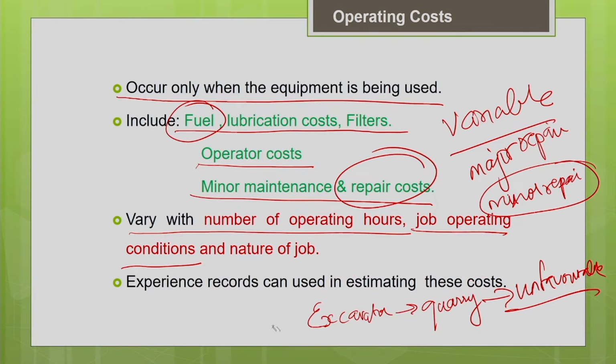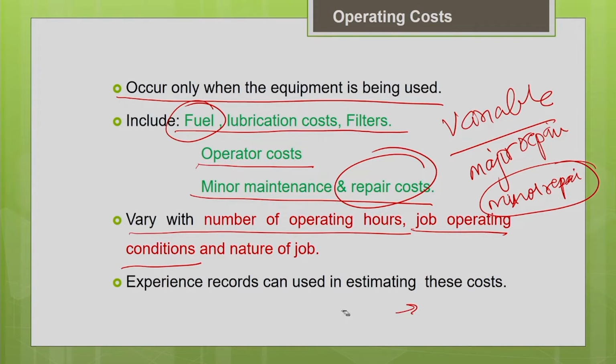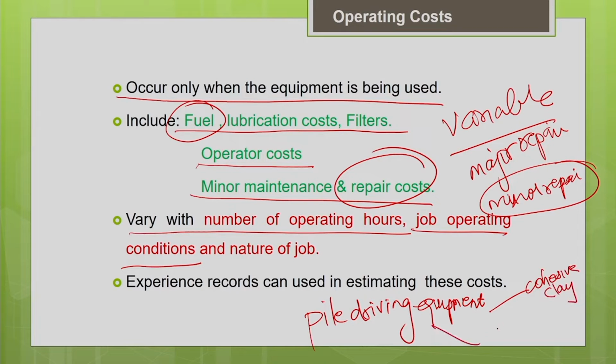We can give any number of examples in this perspective. Say, for example, pile driving equipment. We are going to discuss all these machines in detail in the upcoming lectures. Suppose I am using the pile driving equipment at two different sites. In one particular site, you have a very cohesive clay. In another particular site, I have ordinary earth.